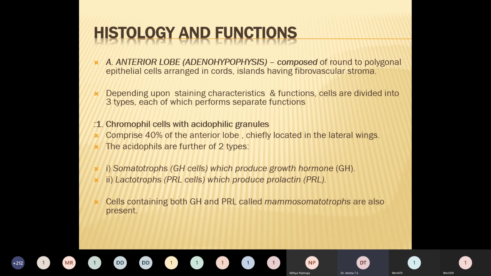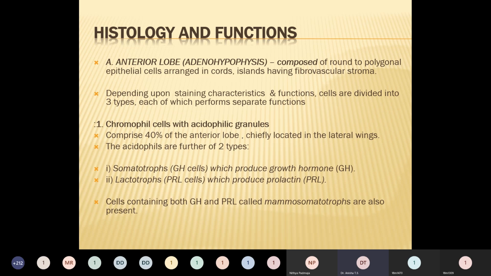Okay, so what is the anterior lobe? It's also known as adenohypophysis. So this anterior lobe on histology, when you see, you'll see round to polygonal cells arranged in cords. Okay, and they have a fibrovascular stroma. I'll also show you a picture. Okay, so this anterior lobe has three types of cells.